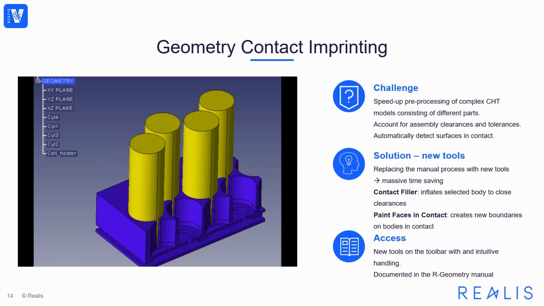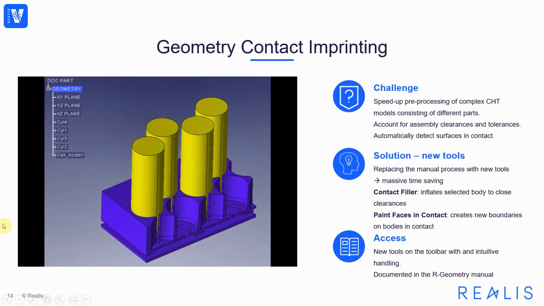This new RGeometry tool provides users with an option to easily fill and close such gaps and paint faces in contact, enabling fast creation of high-quality CHT meshes. Another useful application of this functionality is to automatically detect and paint surfaces which are in contact.